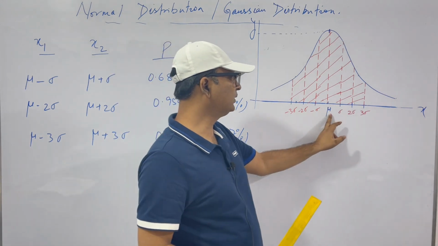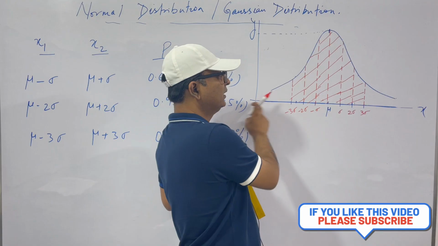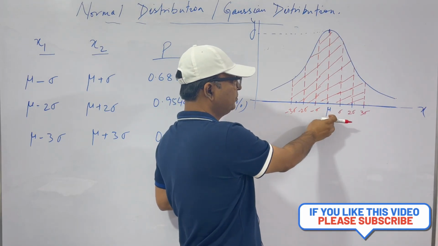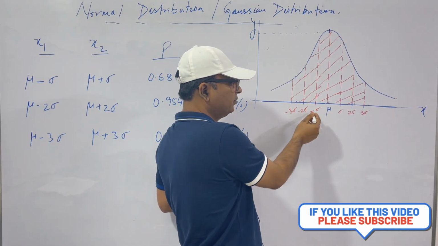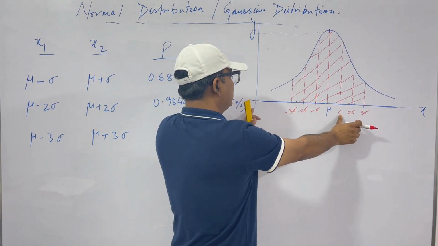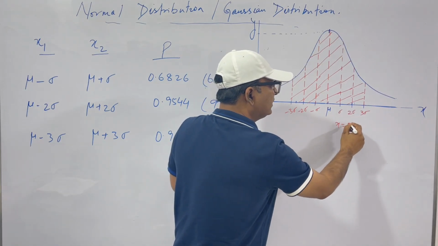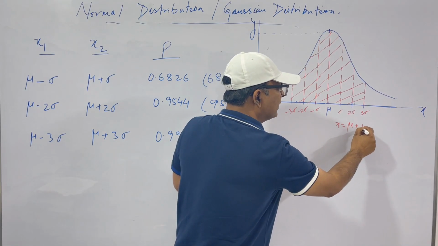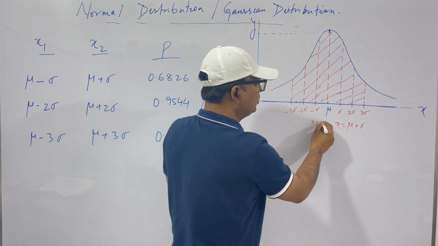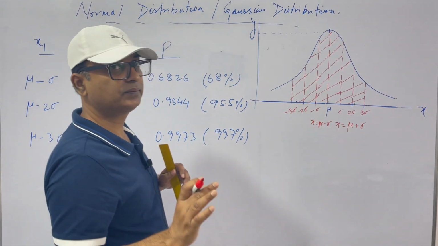See, this is mu, this is sigma. I have written these in red because this is not with reference to origin. This is from mu to minus sigma, mu to minus 2 sigma. So I have written them in red. So don't get confused that sigma means here to here. This is not x equal to sigma. Here x is equal to mu plus sigma, here x is equal to mu minus sigma. Clear?